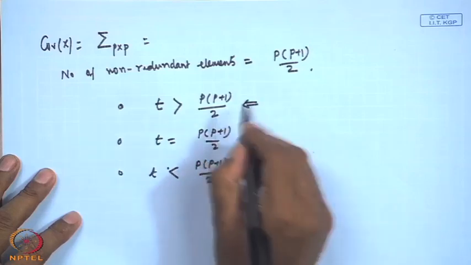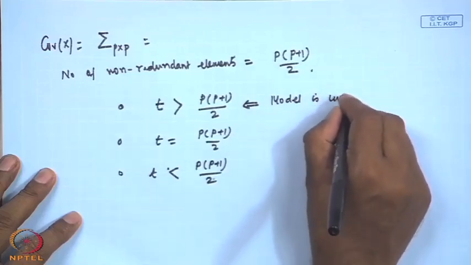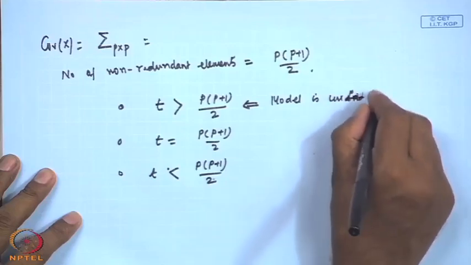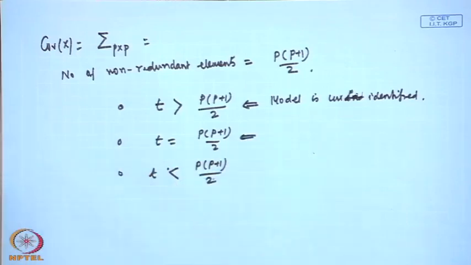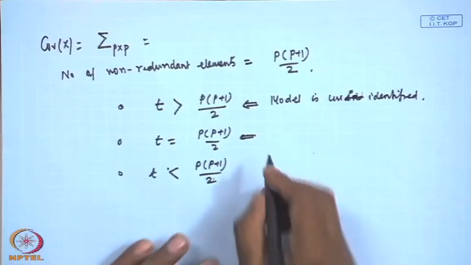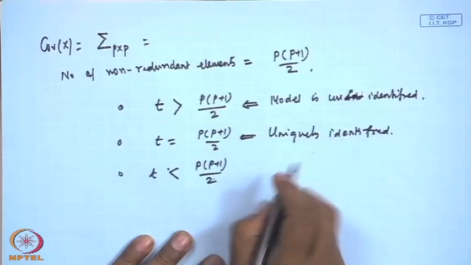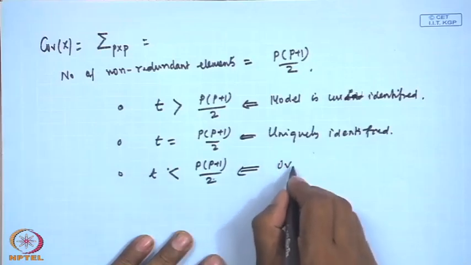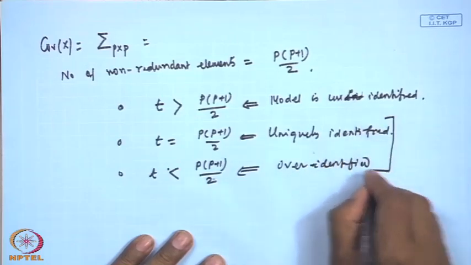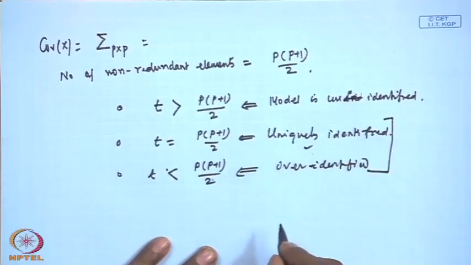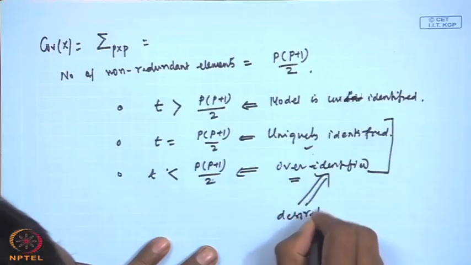In the first case, the model cannot be identified; the model is unidentified or under identified. In this case, the number of parameters or unknowns and knowns are equal; this is the uniquely identified case. In this case, it is over identified because we have more information available. So, at least these two are necessary. If you have the uniquely estimated case, or if you have over estimation, and that is the desirable one.